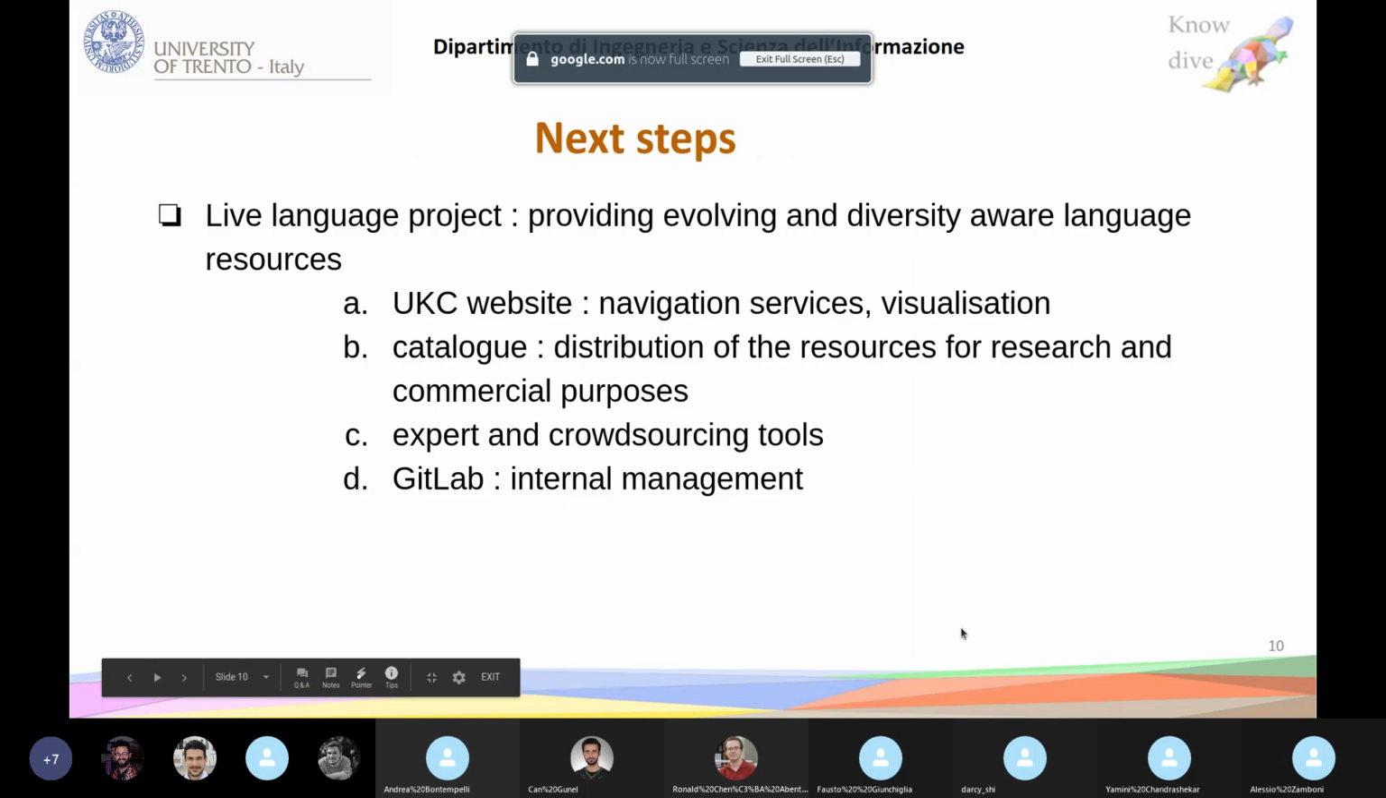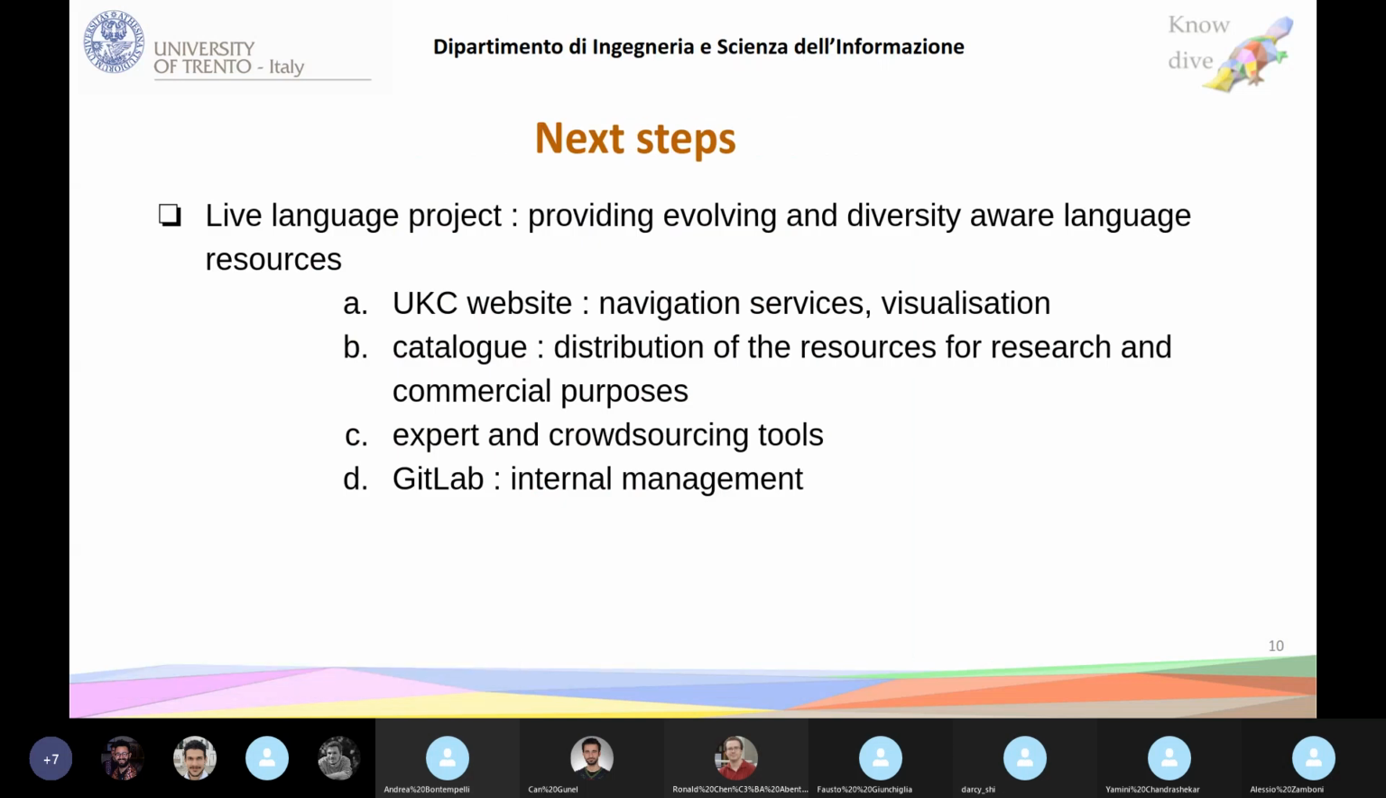Apart from these, there are certain ideas that are aimed to be followed and executed in the near future. The first such thing in mind and in the plan is the live language project. The idea is to be able to provide this evolving resource.